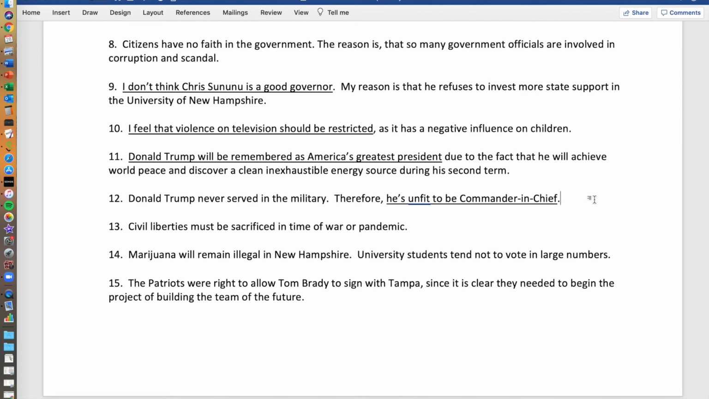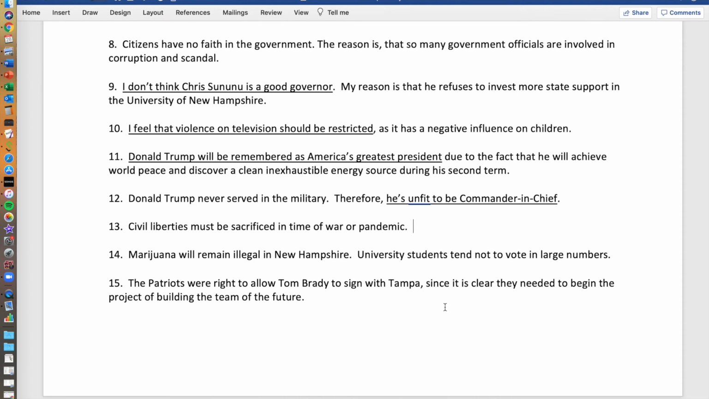It certainly, as a statement, would function as a claim because it's controversial, right? But there's no additional statement given. There's no other argument, I should say no other assertion, so it can't be an argument. We don't see anything coming up after this to support the statement civil liberties must be sacrificed in time of war or pandemic. So by itself, the statement cannot be an argument.